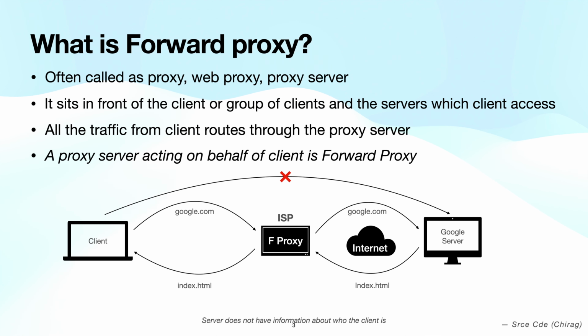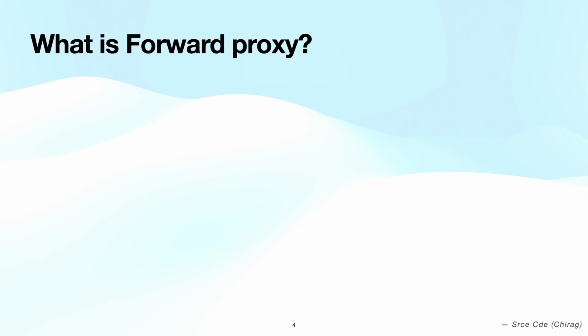Now let's take another example of the corporate scenario. The enterprise does not want their employees to access certain websites, so they block certain websites like social media sites. They also monitor the traffic of the corporate network. At the same time, they also hide the identity of the clients. So how do they achieve this?